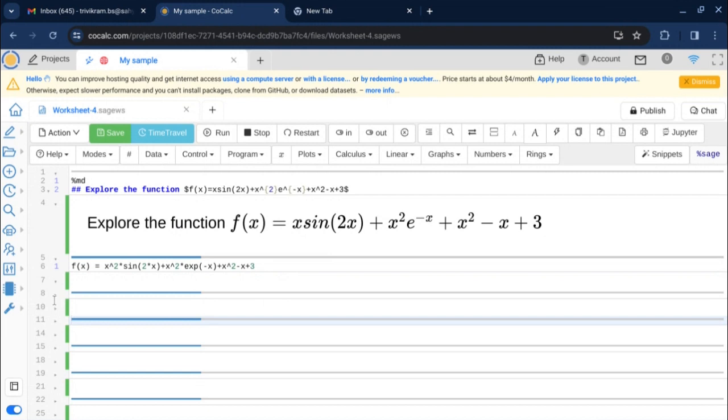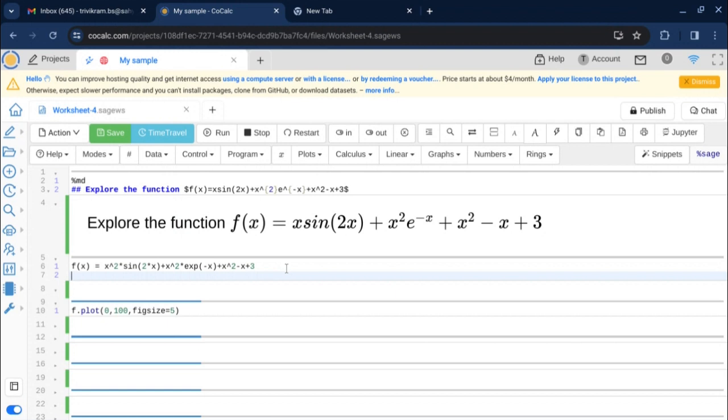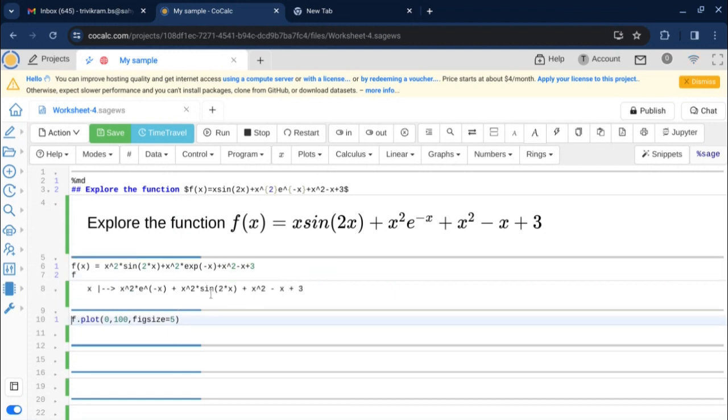Now if I want to show this function, you can just press F. Or suppose I want to visualize this function in equation form, let us see. I am going to write it as F and shift enter. So you can display it like this. Suppose I want to write it in equation format, write it as show of F.